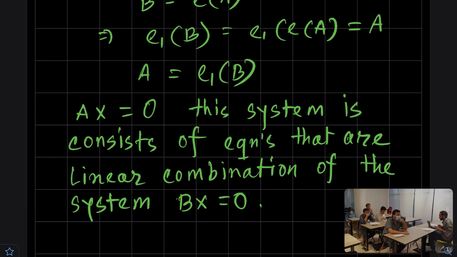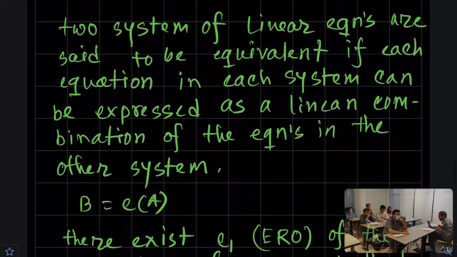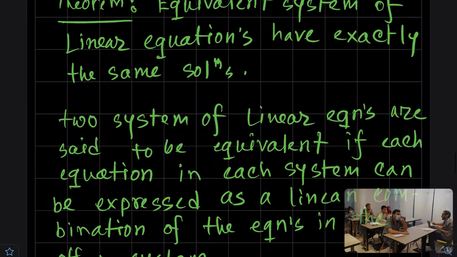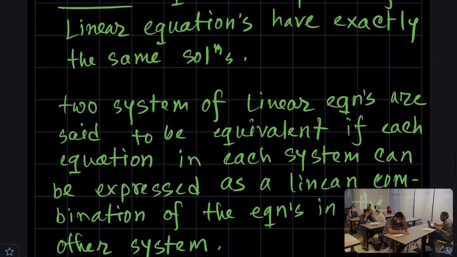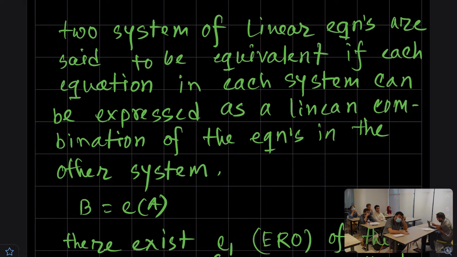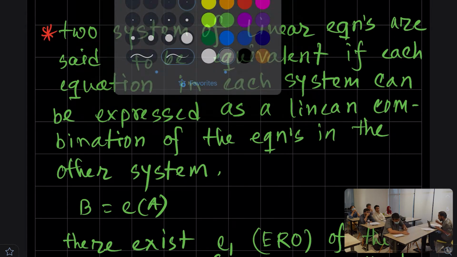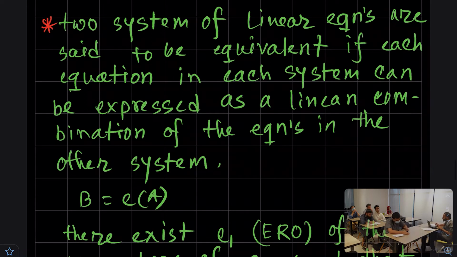So now I'm using this theorem that equivalent systems of linear equations have exactly the same solutions, and this follows from this argument that two systems of linear equations are said to be equivalent if each equation in each system can be expressed as a linear combination of the equations in the other system, right? Does that answer your question?